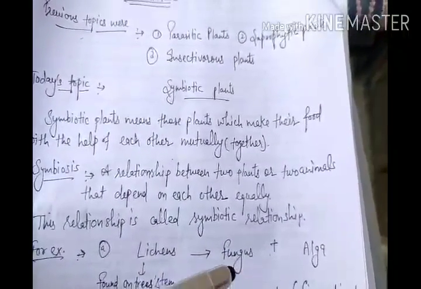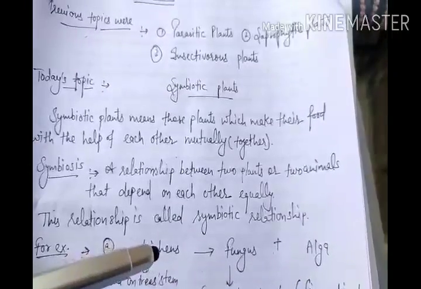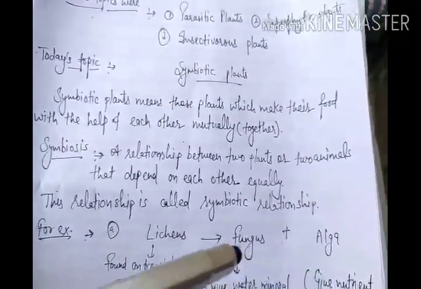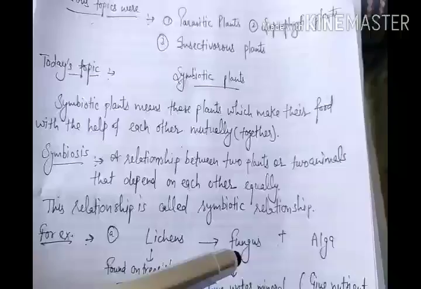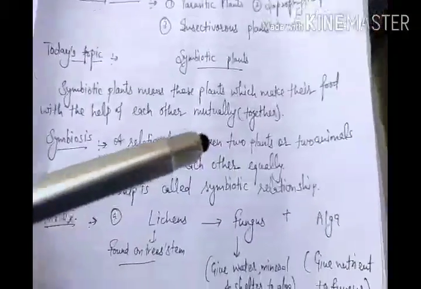So these two organisms are present in lichens. Means when these two meet together, then this is formed. So this is the combination of these two. So what do they do with each other?